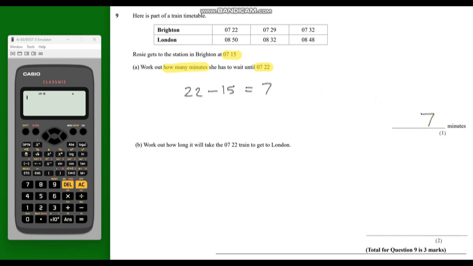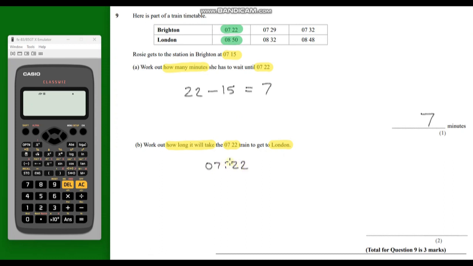Right, let's have a look at part B. Work out how long it will take the 07:22 train to get to London. So we are looking at this train here. So the 07:22 train, it leaves Brighton at 7:22 and it gets to London at 8:50. So how long does it take? So let's write this down. So she leaves at 07:22.